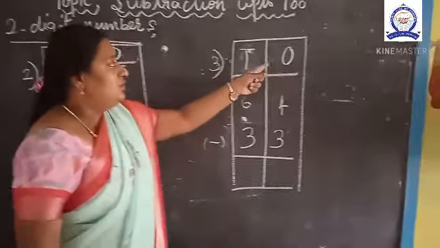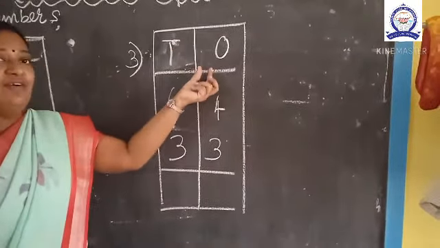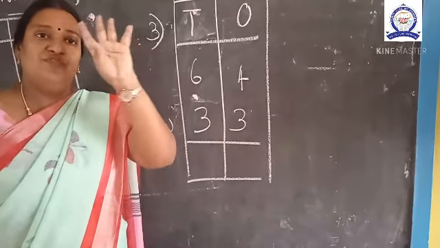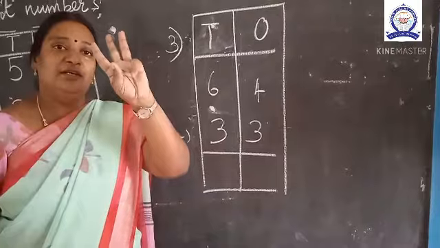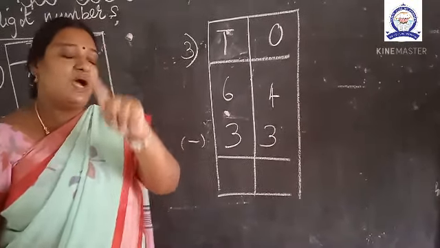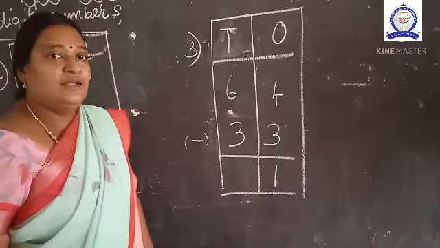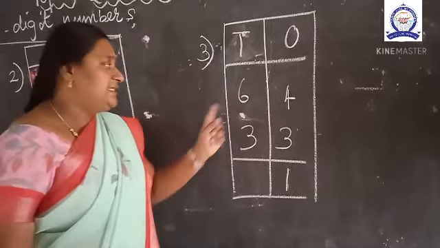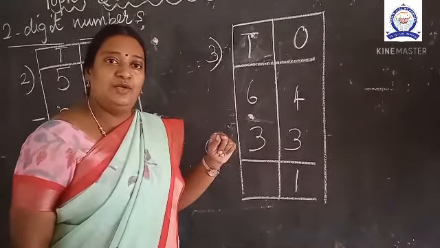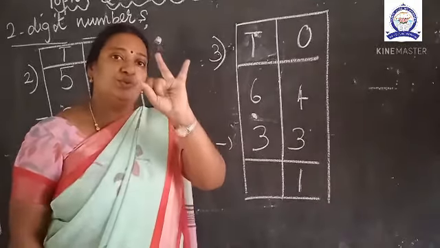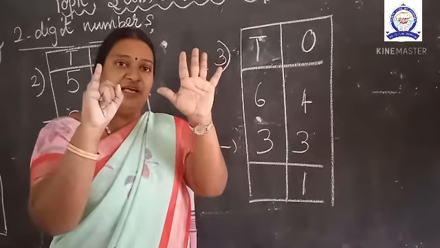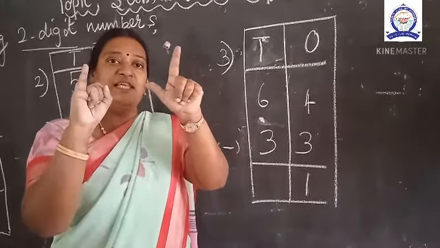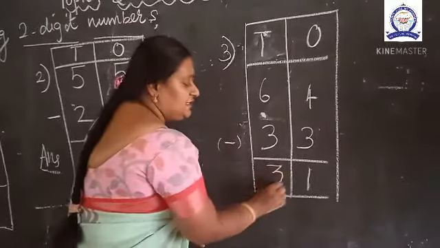Next, third question. Ones and tens are arranged and given. Subtract the ones column. 4 minus 3. So 1 2 3 4. So 4 fingers. Subtract 3. 1 2 3. Remaining finger is 1. So your answer is 1. Okay. Now you subtract the tens column. 6 minus 3. How will you subtract? I told you two methods. Finger method. 1 2 3 4 5 6. 6 fingers. So out of that, minus 3. 3 fingers, 1 2 3. How many fingers left? 3. So 3. This is the first method.